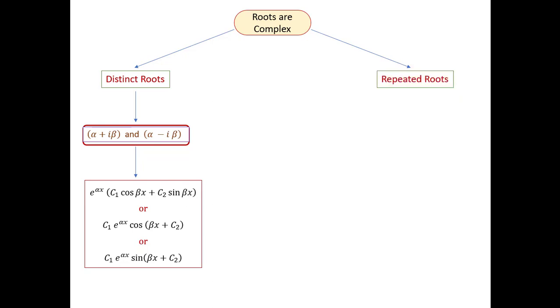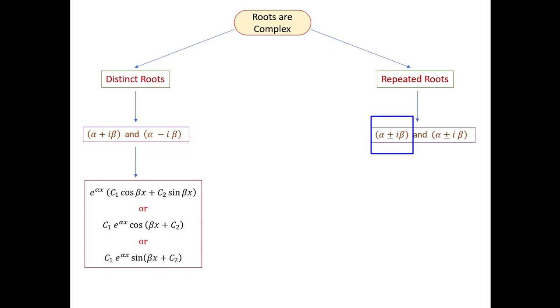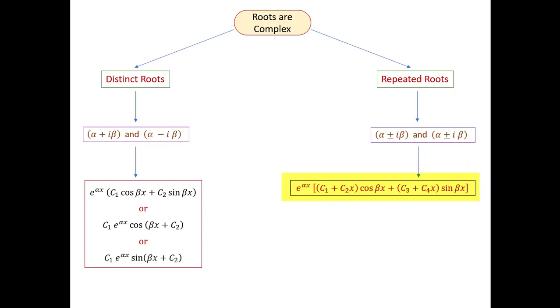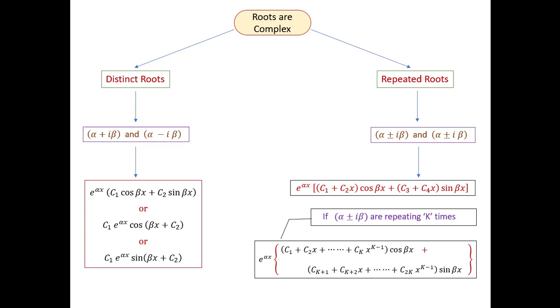Let in auxiliary equation roots alpha plus minus i beta be occurring two times. Then the corresponding portion of complementary function will be written as follows. In general, if complex roots alpha plus minus i beta are repeating k times, then the corresponding portion of complementary function will be written as follows, where C1, C2 up to C2k are arbitrary constants.